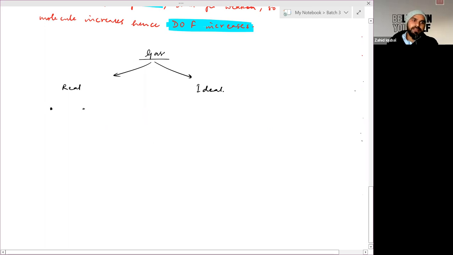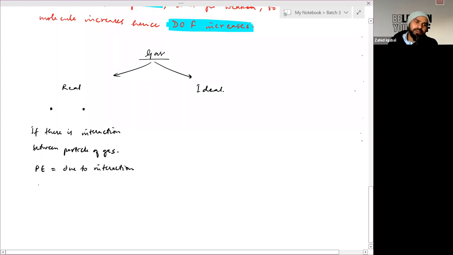Suppose in a gaseous molecule, if there is interaction, force of attraction between particles of gas, it will have some potential energy due to interaction between them. And also it will have kinetic energy due to temperature. So on adding these two terms, you will get total energy. In this case of gas, it will be termed as internal energy, denoted by U.